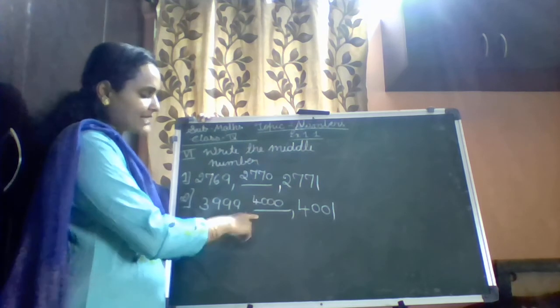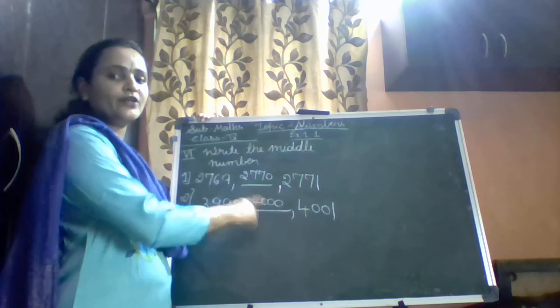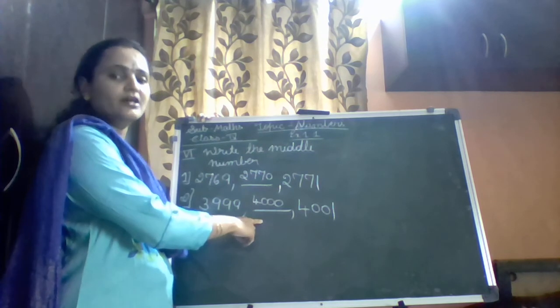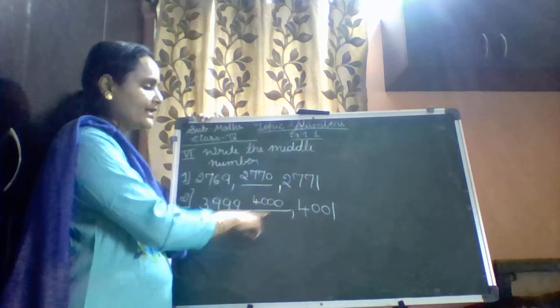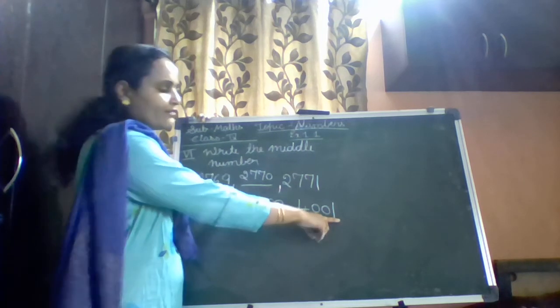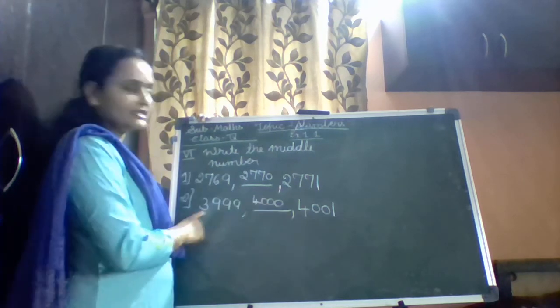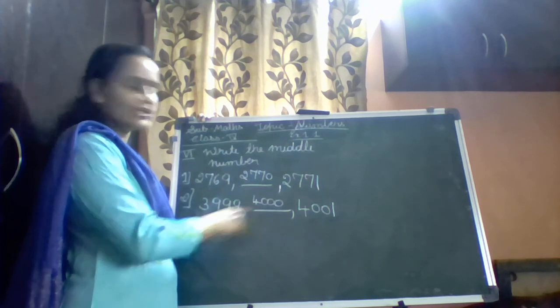When you have to write the succeeding number, what you have to do is add 1 to the last number. When you have to write the preceding number, what you have to do is subtract 1 from the last number. So if you are taking 4001, subtract 1 from the last number. When you are taking 3999, add 1 to the last number to get the middle number.